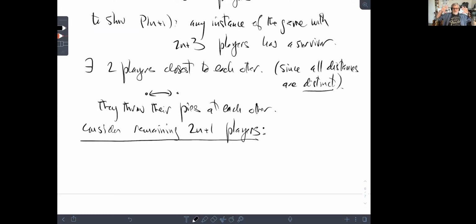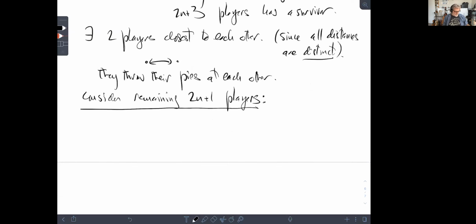Here's the very, very, very dangerous trap. And I'm saying this as a professional mathematician because it happens. We all mess up. When you're using induction, you have to make absolutely 100% sure that you can apply your induction hypothesis. This is really important. If we look at the remaining 2n+1 players, it's very tempting to say there's a survivor because these players are throwing these pies. There are 2n+1 players, I apply the induction hypothesis, so there's a survivor and we win.